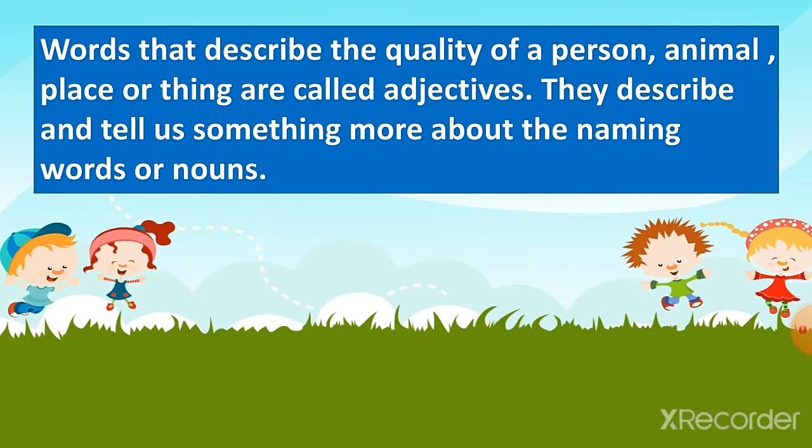Words that describe the quality of a person, animal, place or thing are called adjectives. They describe and tell us something more about the naming words or nouns. Kids, you know very well what nouns are. Nouns are the names of a person, place, animal and thing. The words that describe the noun are called adjectives. Adjectives are also called describing words.